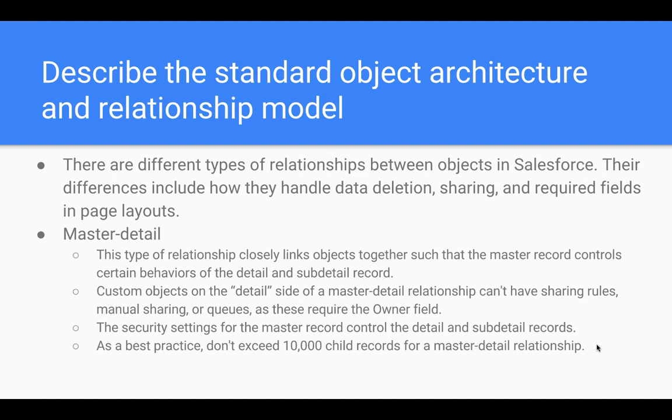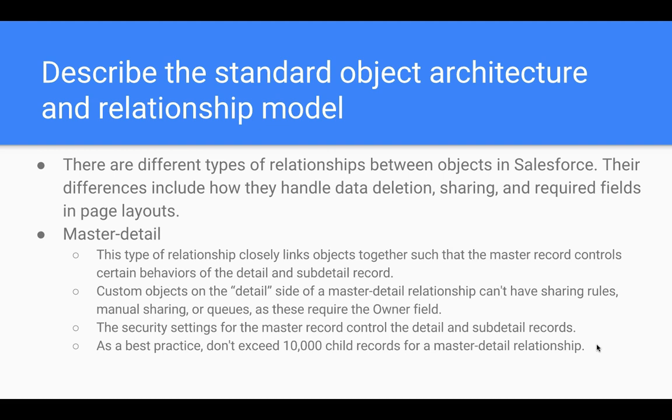All right, so let's dive into the slide. There are different types of relationships between objects in Salesforce. Their differences include how they handle data deletion, sharing, and required fields in page layouts. Very key question. Star this. This is going to be a very, very important thing for you to note when you're studying for this exam, because it's going to ask you the differences between the different objects, right? It's going to ask you whether data deletion is something for you to consider when knowing the differences between objects, right? So really star these.